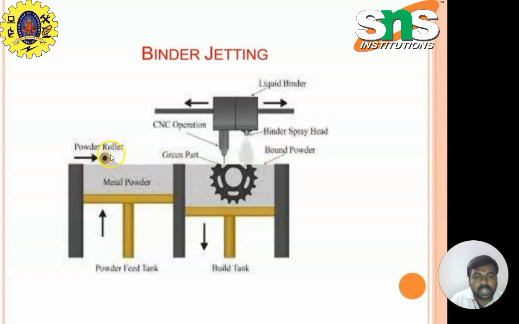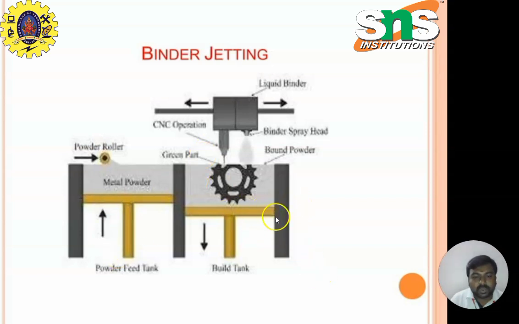This powder roller is used to spread one layer of the powder on the platform. After that, the liquid binder from the binder spray head is sprayed on the first layer of the raw material. Then it gets together, glued and bound. After that, again the powder roller spreads another layer of the raw material powder. In this way, this process builds the original product from the design data.